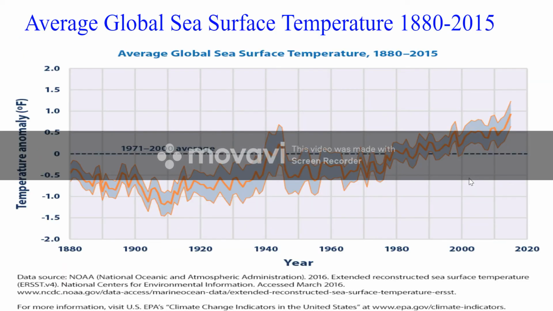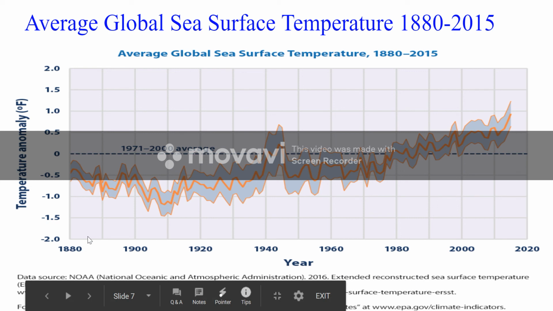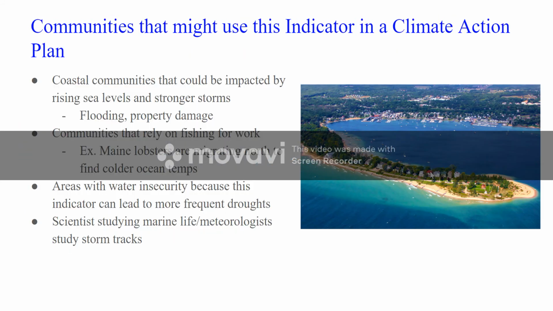So here's a graph from that website, and it's just depicting average global sea surface temperature 1880 to 2015. So the difference between the other graph is this one has the temperature, and then it kind of goes further back in years. So you can really see the trend going upwards here.